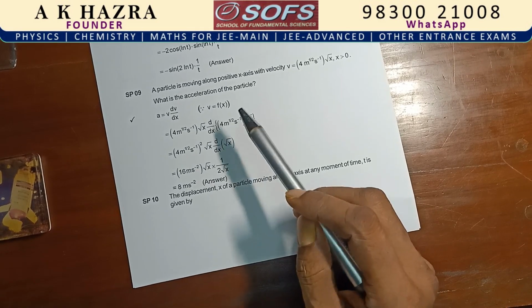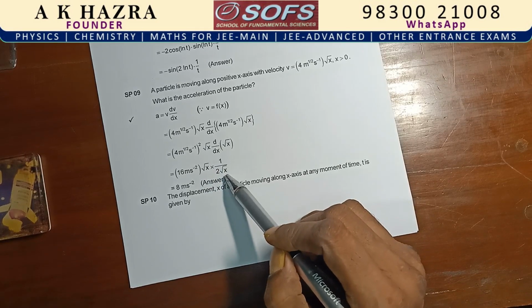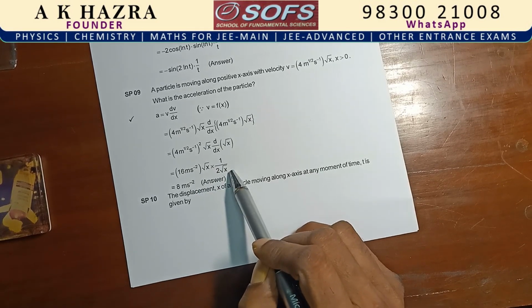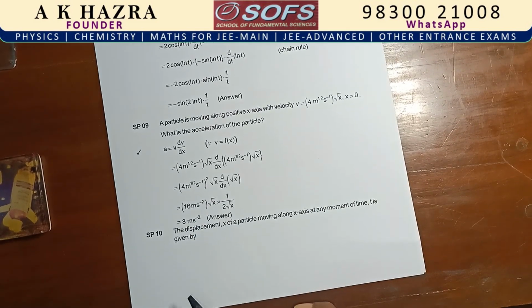d/dx of root x is what? x to the power half, so half x to the power half minus 1. That is 1 by 2 root x. Root x cancels out because it is not equal to 0, it is greater than 0. So we will have 8 meter per second square, answer.